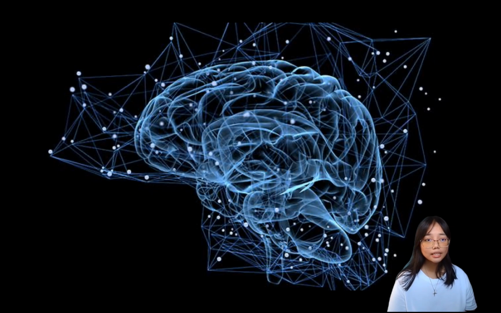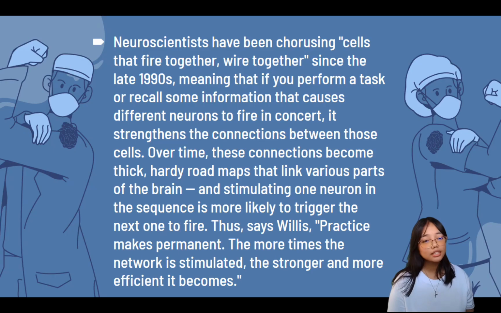The brain is a highly adaptable organ. It is constantly changing. So when we practice something, we stimulate certain networks of neurons in the brain. And this repeated stimulation can lead to changes in the strength of the connection between these neurons. So this is again what we call synaptic plasticity.